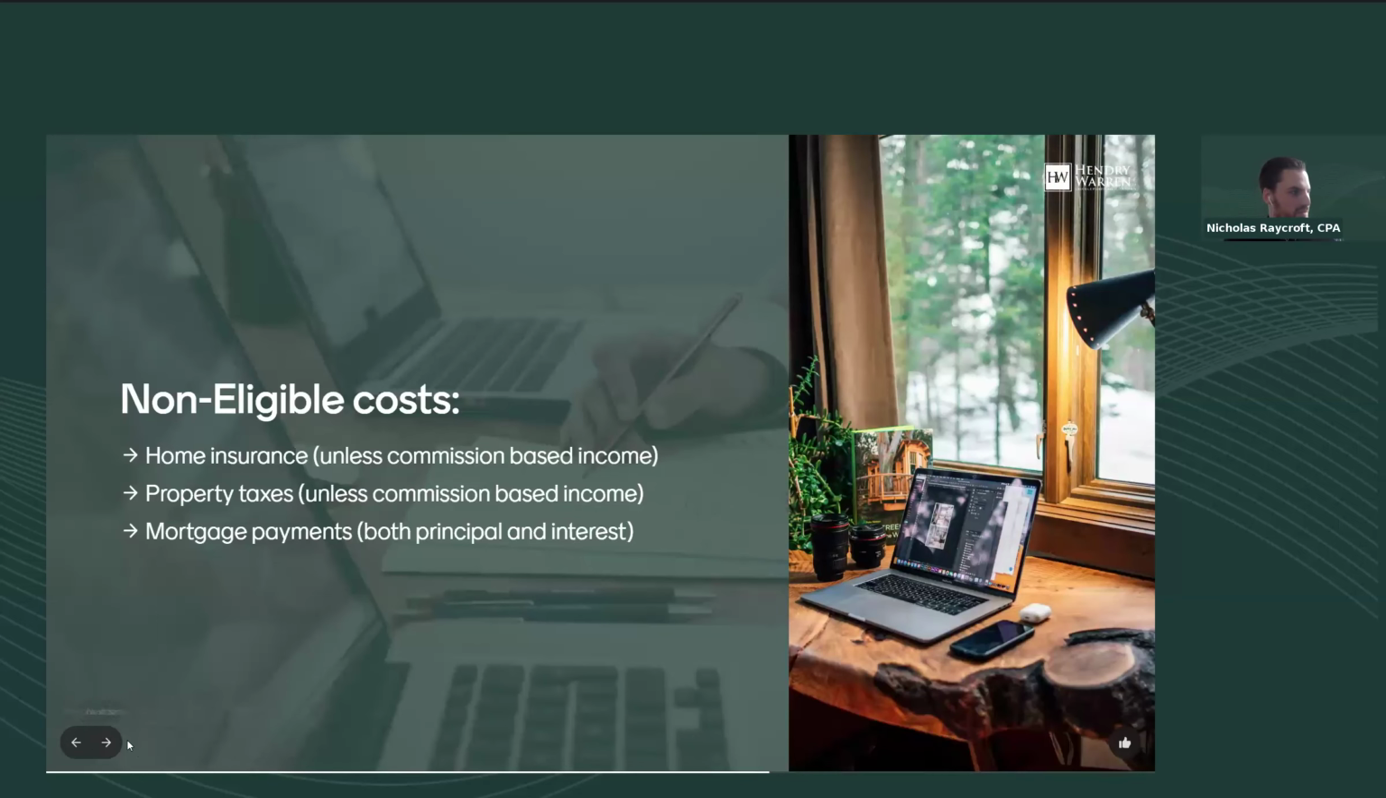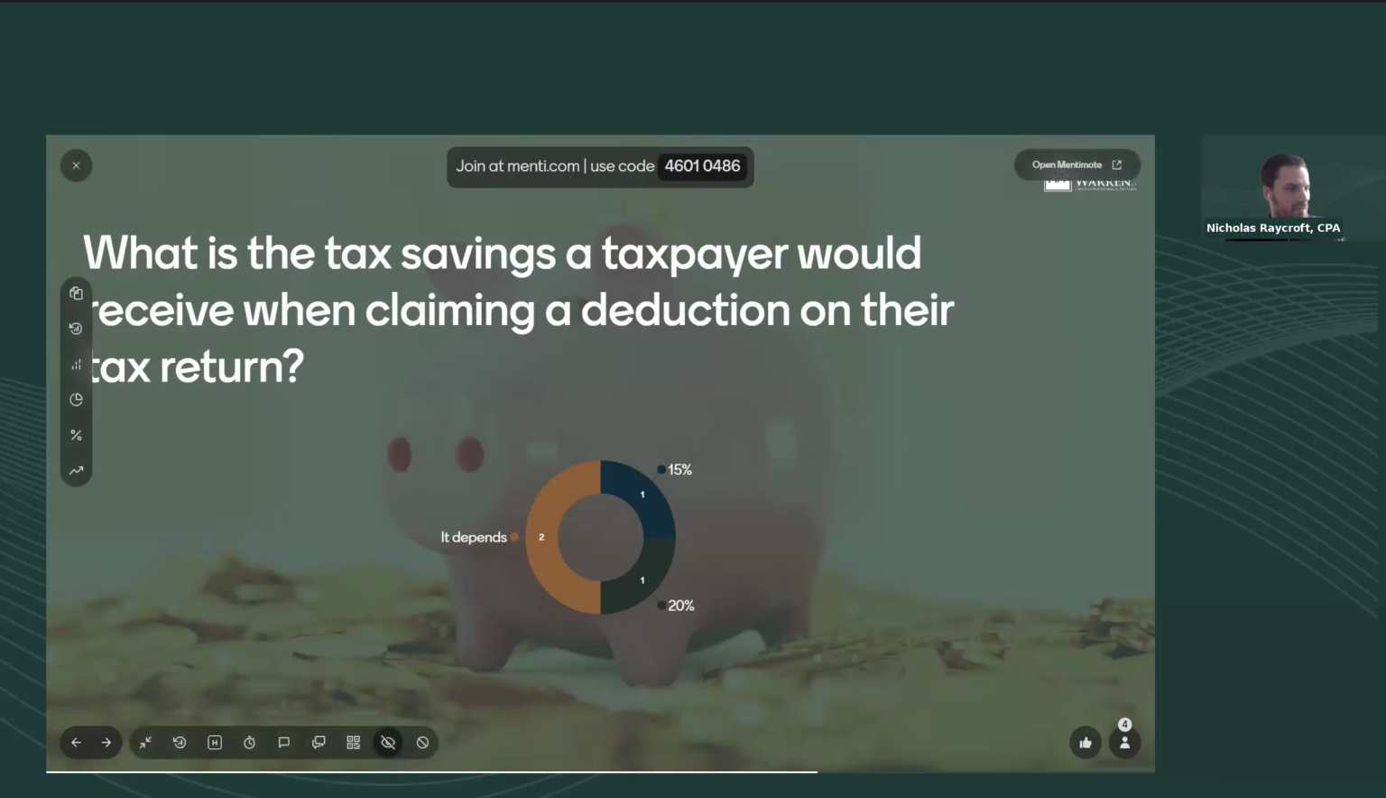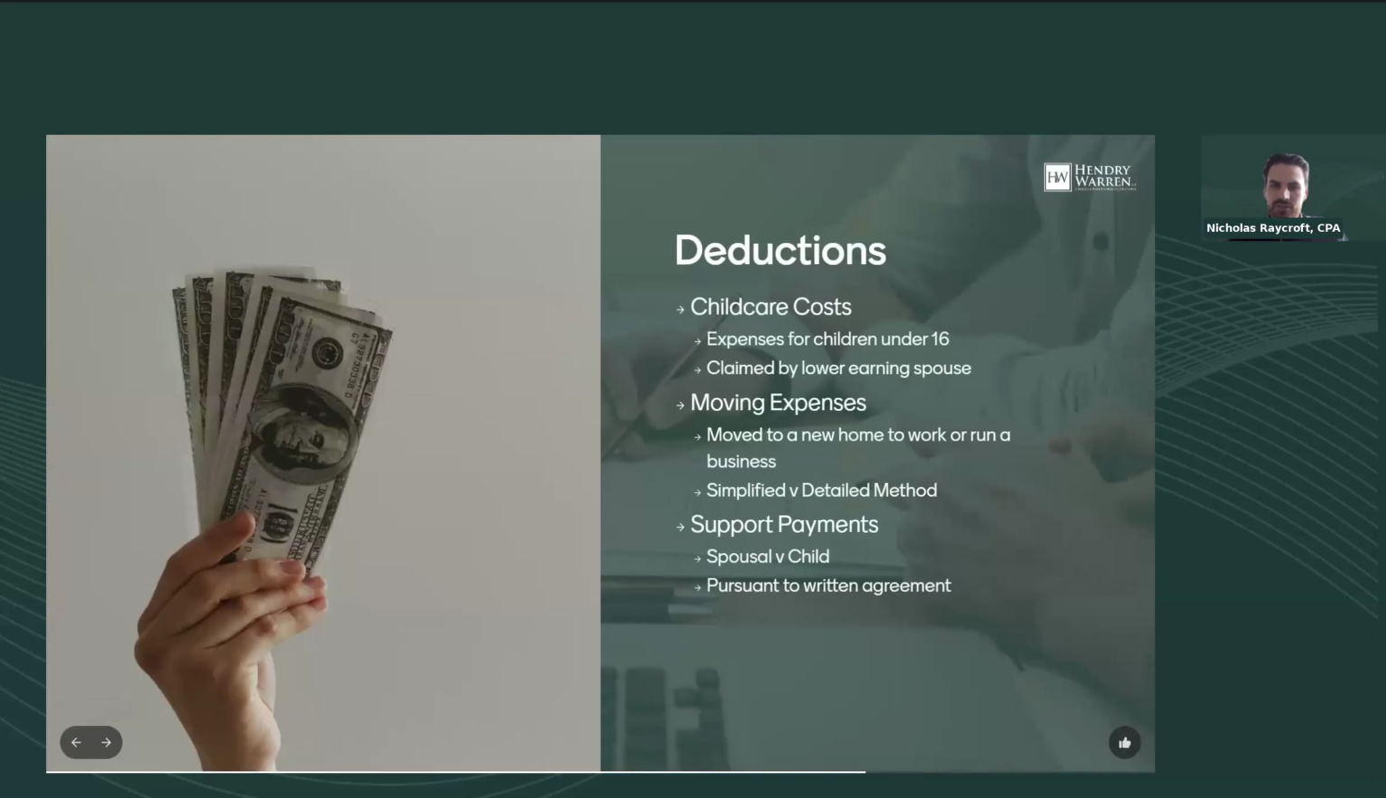Thanks, Jacob. So to start off my part of the presentation, I'll ask another question, and that is, what is the tax savings a taxpayer would receive when claiming a deduction on their tax return for the year? And so with a deduction, I want to highlight there's a difference between a deduction and a tax credit. A tax credit is often an amount at the lowest income tax rate. So federally, that would be 15%, and tax credits are tuition tax credits, the basic personal amount that everyone gets. And those are at 15%. So the correct answer is that it depends. And it will be based on your marginal tax rate for the year.